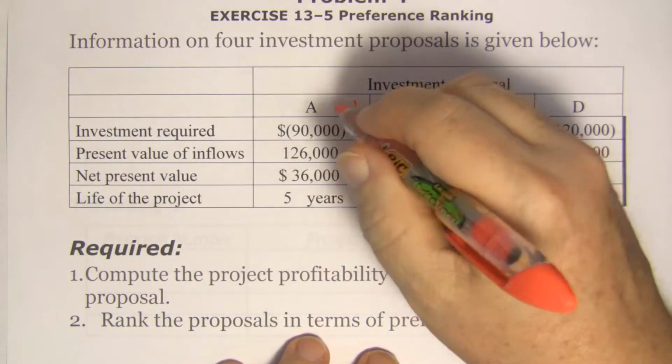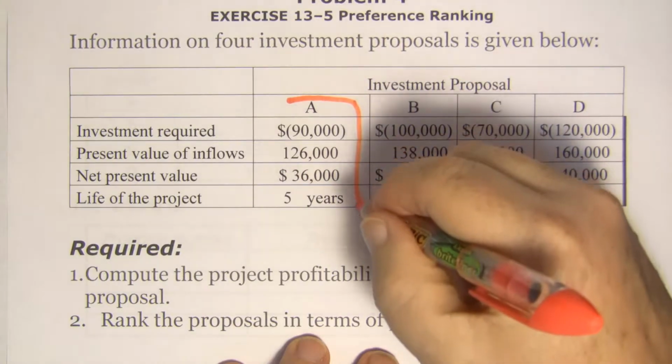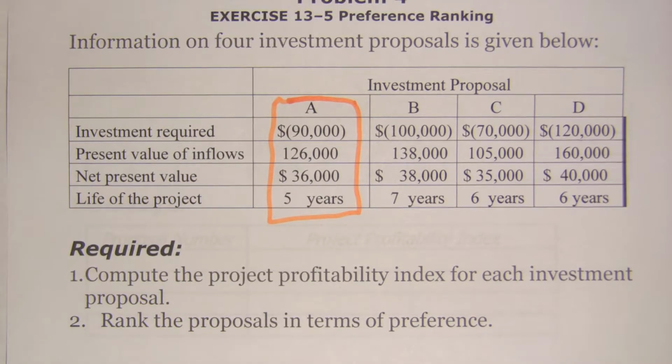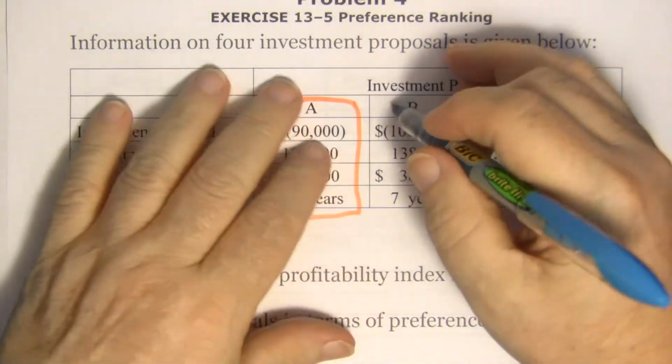Proposal A will cost us $90,000 right now. We'll get $126,000. That's the present value of the inflows. The net present value of those at whatever our required rate is $36,000, and the life of this project is 5 years. They're giving us that.